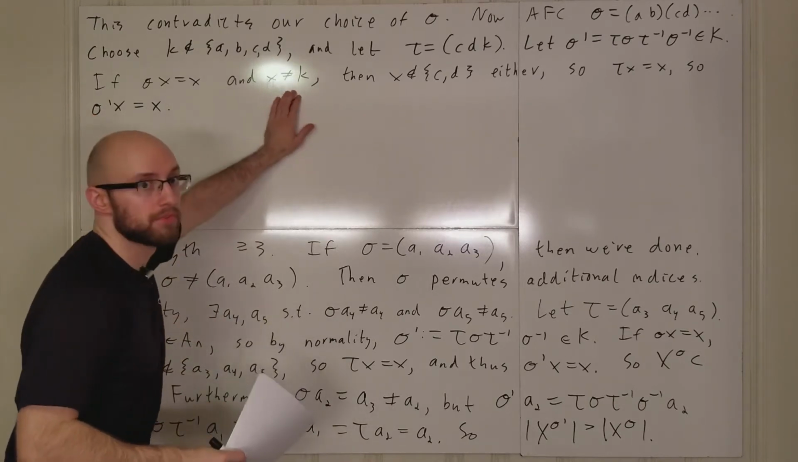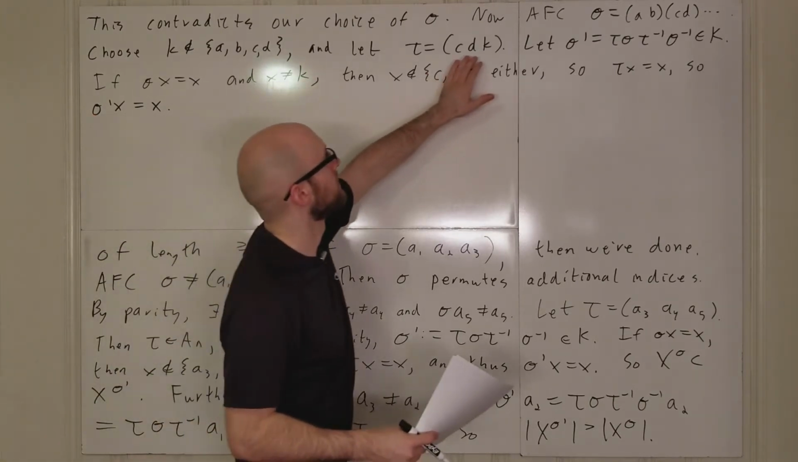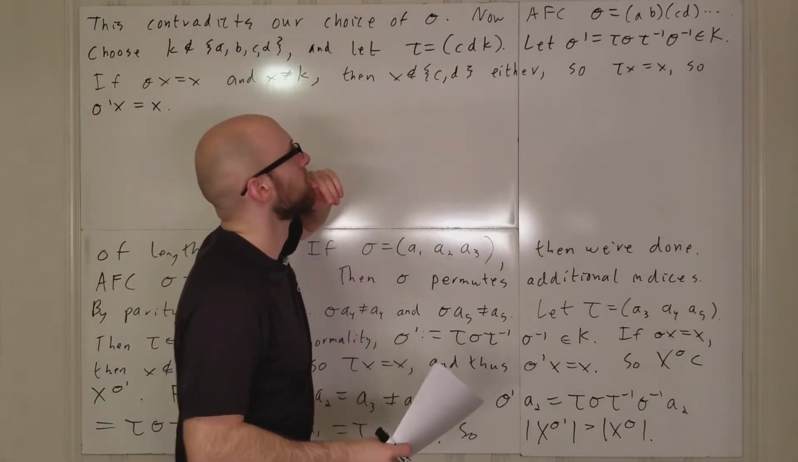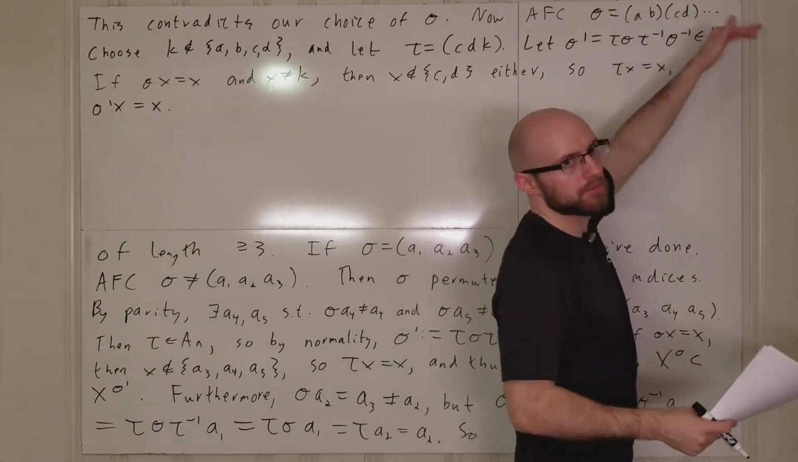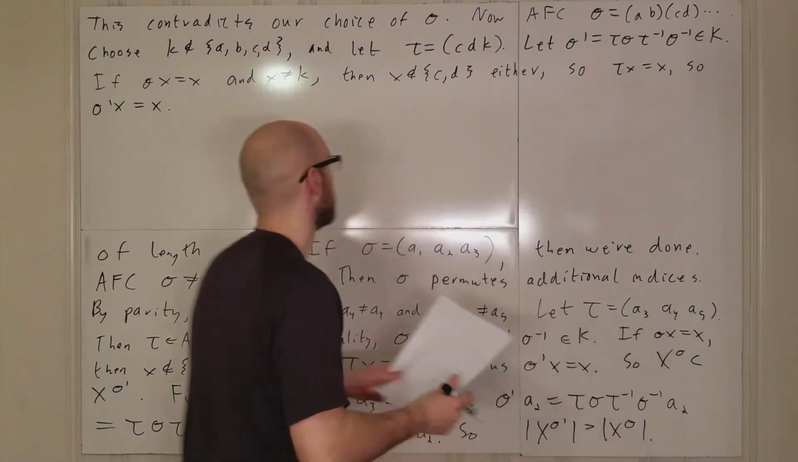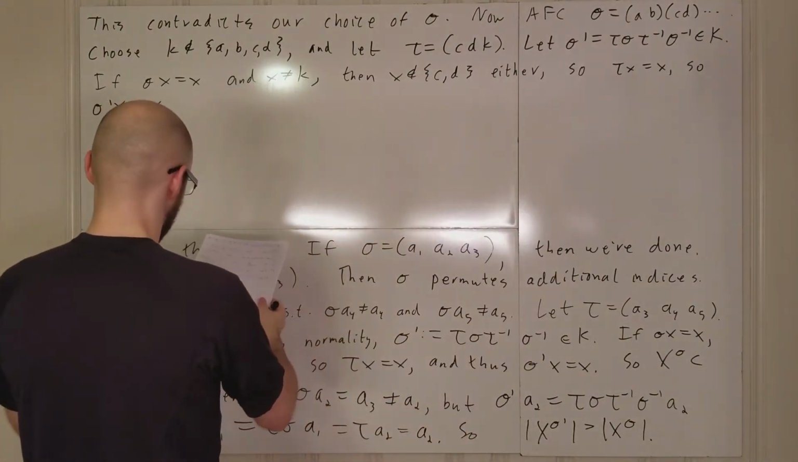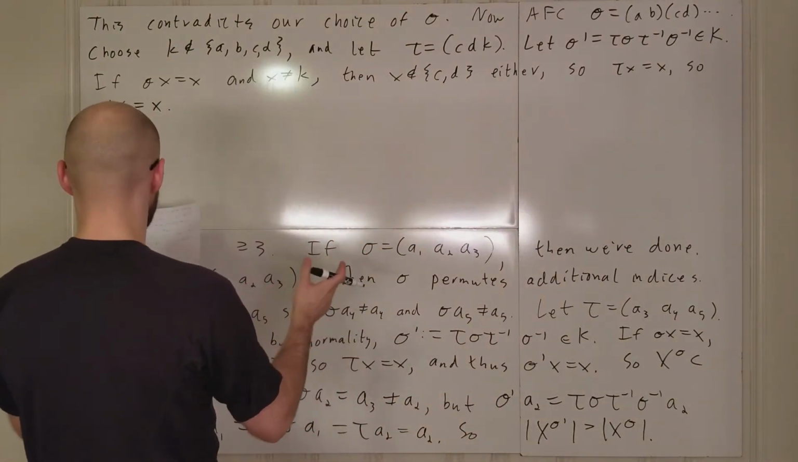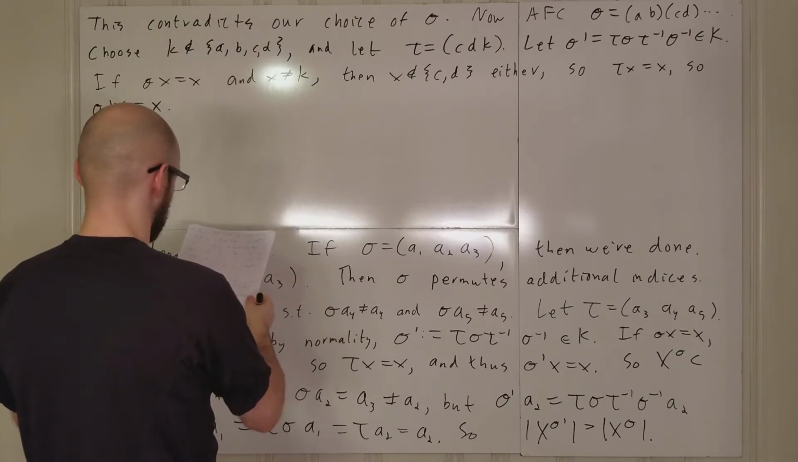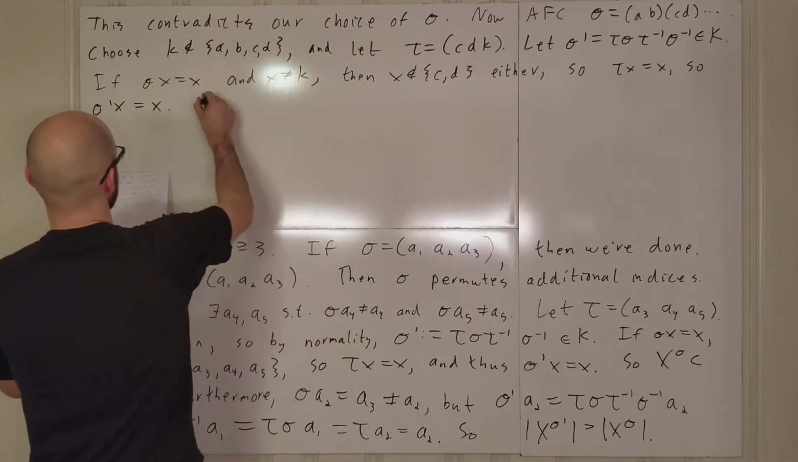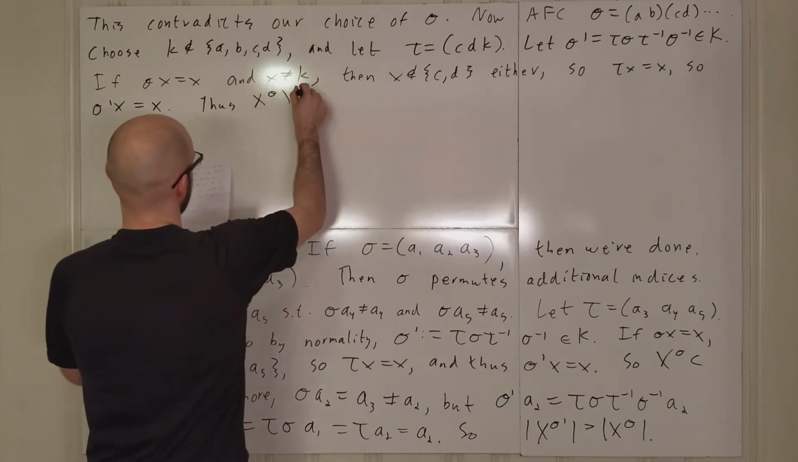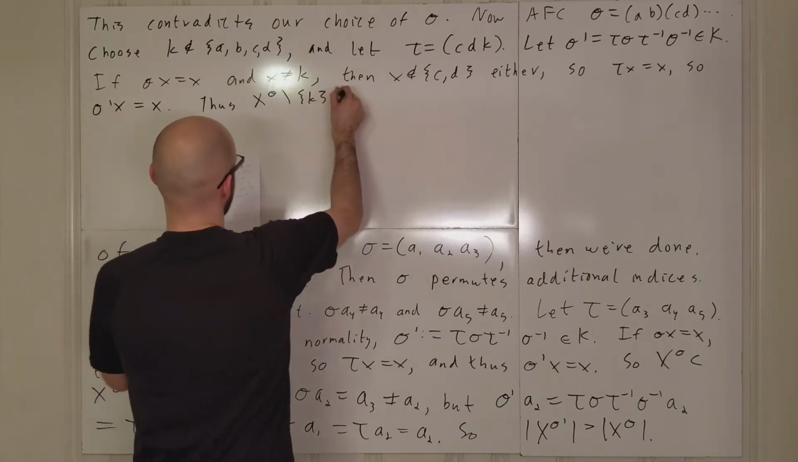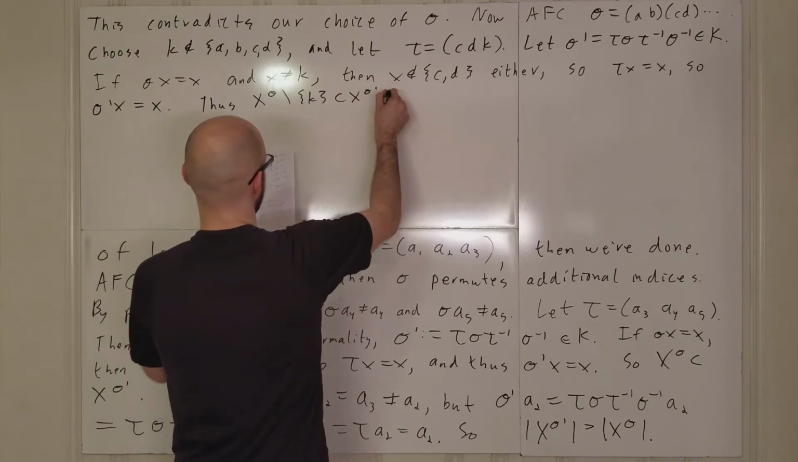Note that we had to remove k here because k is in tau. And we really don't know if k could appear in some transposition in sigma. We don't know. But it turns out it doesn't matter because we're going to get a good enough estimate on the size of this set. So thus, the fixed-point set of sigma minus k is contained in the fixed-point set of sigma prime.